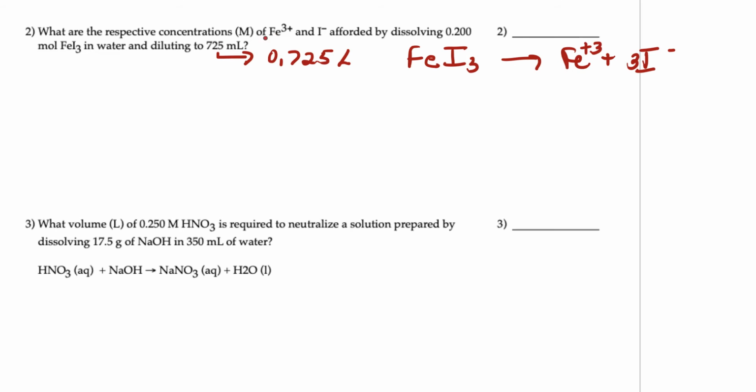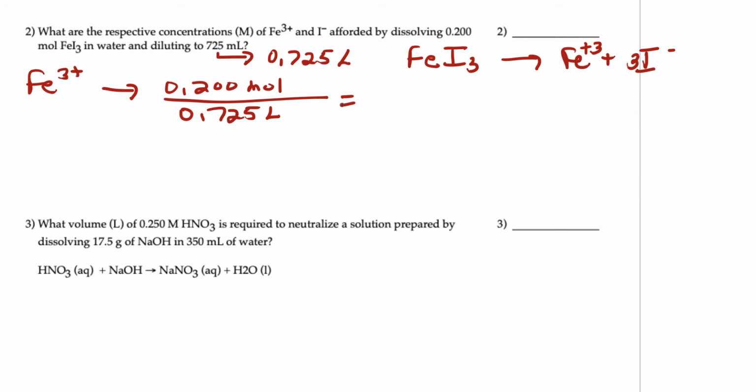We'll first do the molarity of the iron 3 ion. The molarity would be 0.2 moles divided by 0.725 liters. That's 0.2 divided by 0.725, and that'd be 0.276 molar.